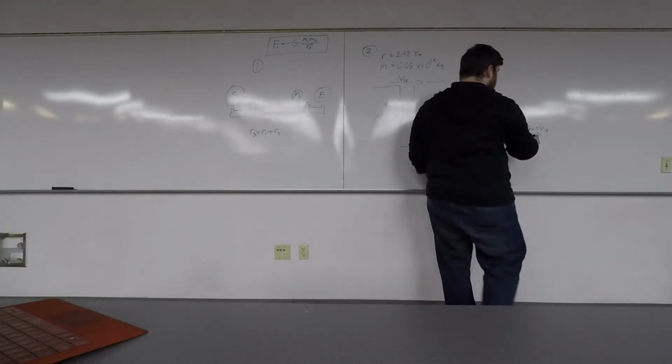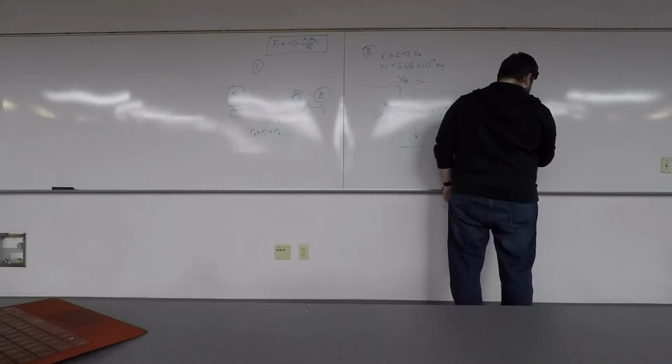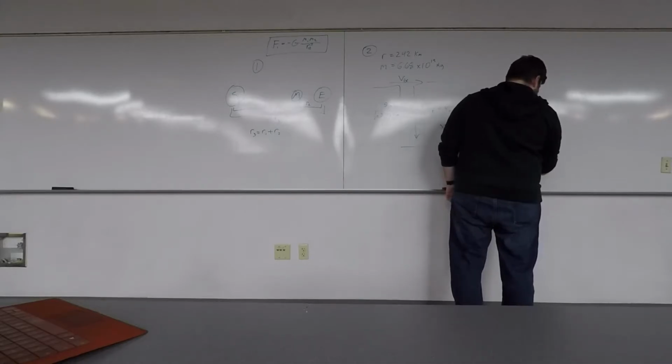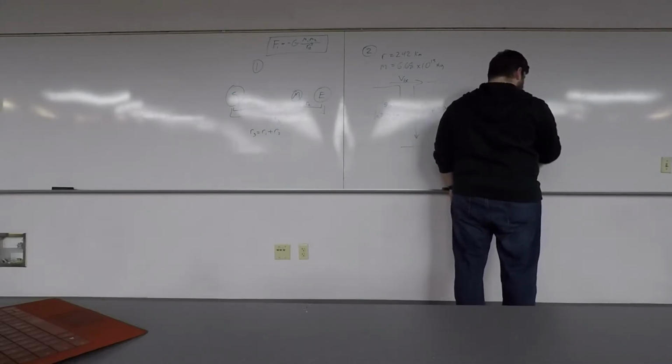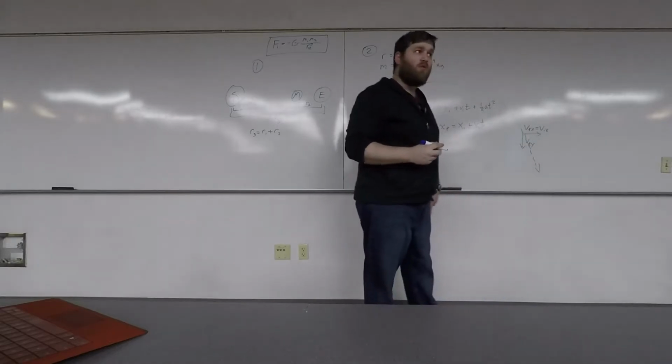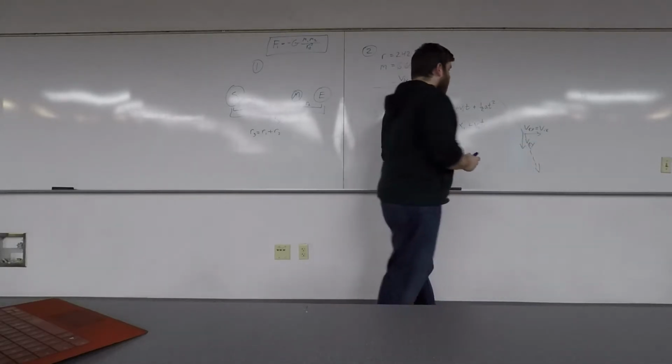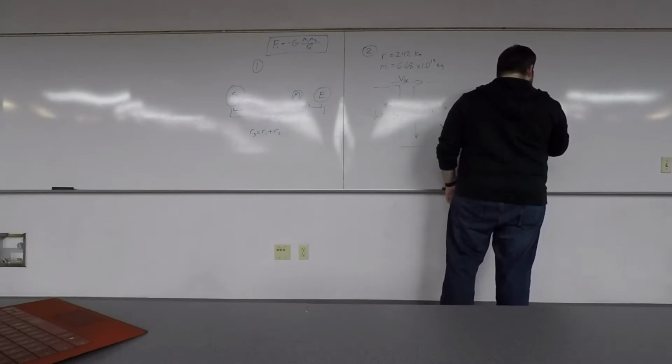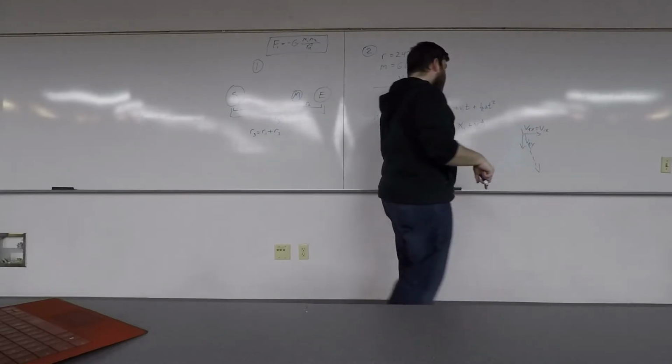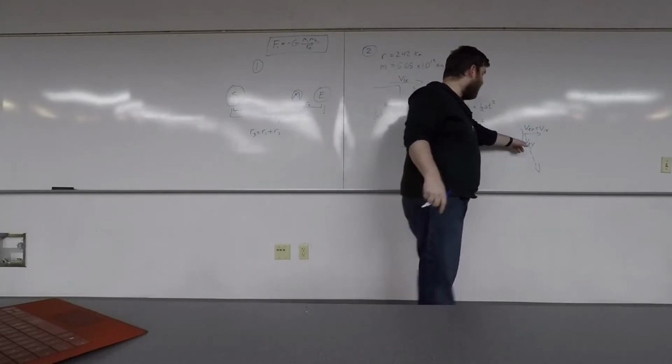And it wants to know the total velocity. So hopefully you remember how to solve for the hypotenuse of a triangle. But you have your v final for x, v final for y, it's a vector. And then you also have to find the angle.